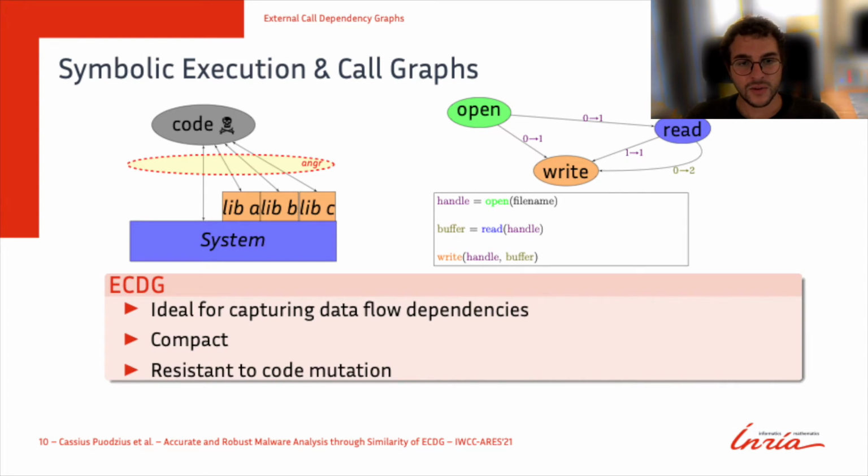They are ideal to capture data flow dependencies. Furthermore, they are compact since they don't include implementation details, as for example control flow graphs do. And they are also resistant to code mutations that rely solely on syntactical properties such as instruction replacement, opaque predicates, etc.